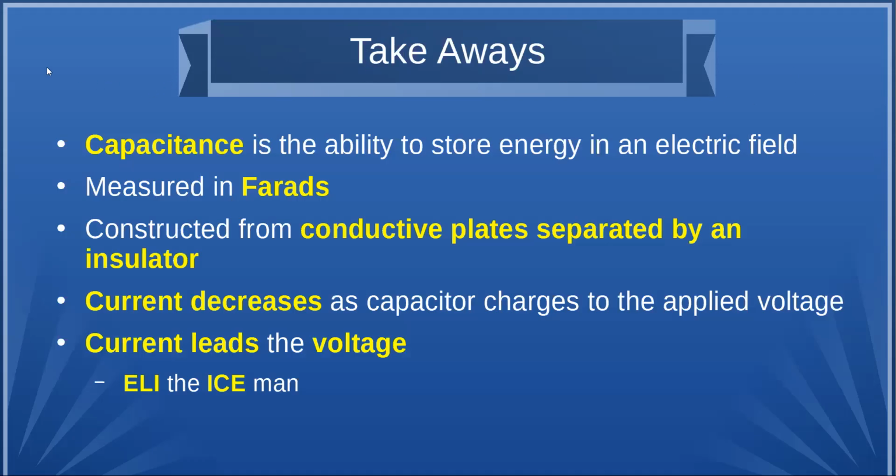Okay, so capacitance, test question, is the ability to store energy in an electric field, measured in farads, constructed from conductive plates separated by an insulator. Another test question: current decreases as the capacitor charges up to the applied voltage. And we talk about the current leads the voltage. Okay. The current goes up instantly. The voltage goes up slowly.